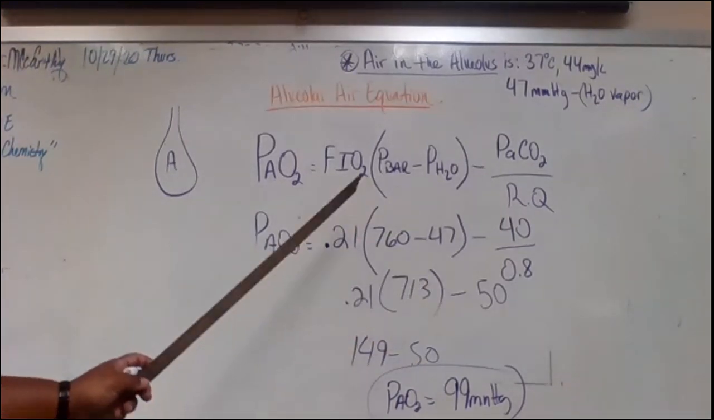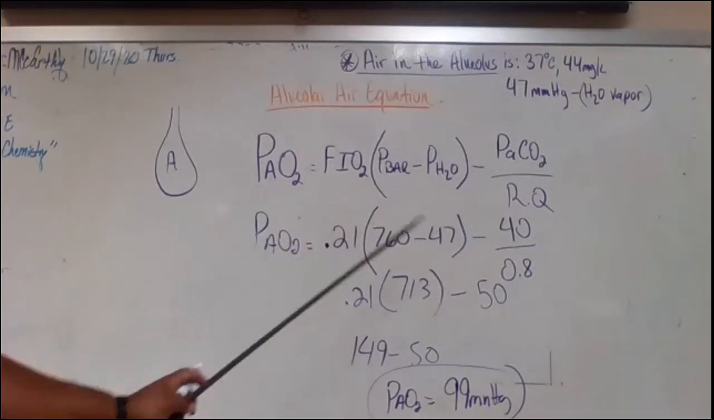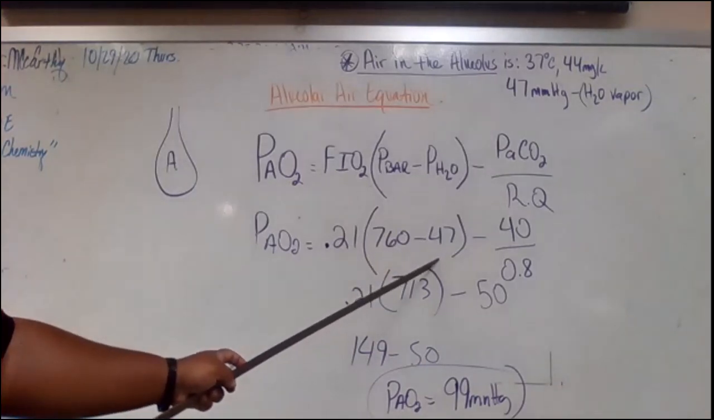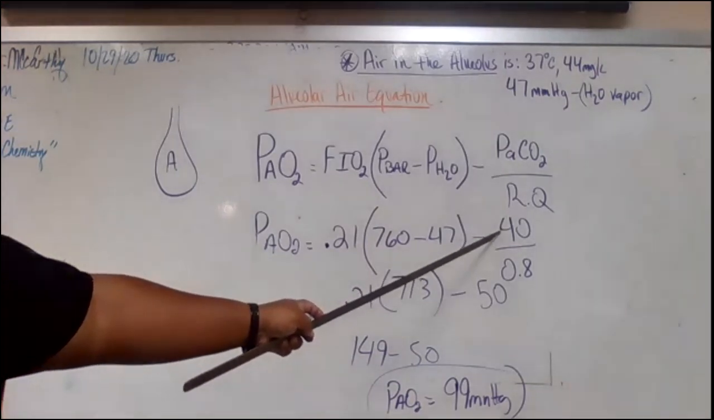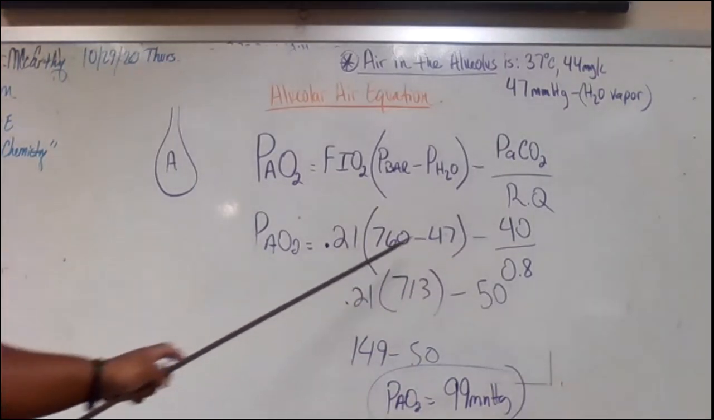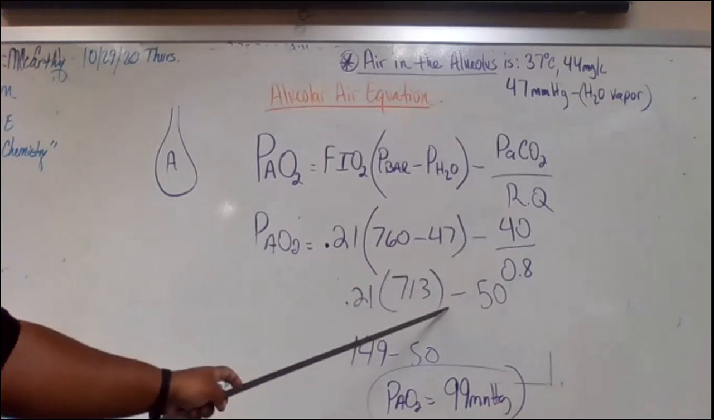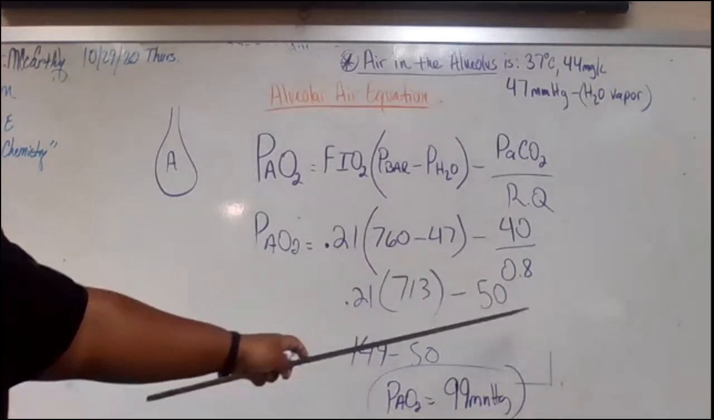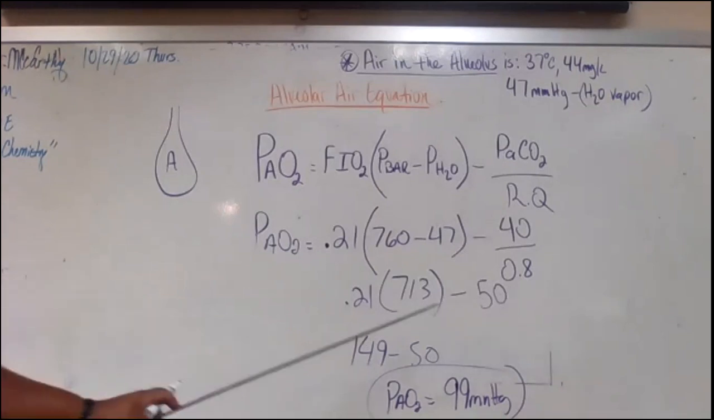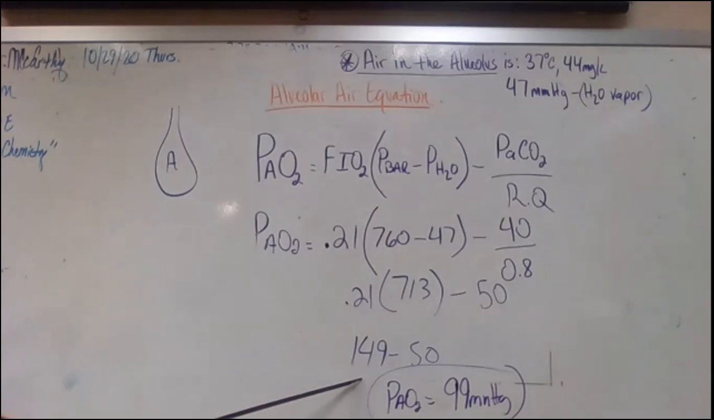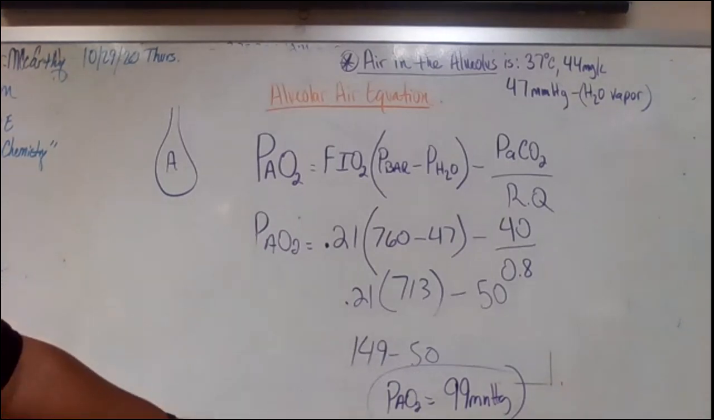Okay? So, Mr. Rivers, what we did, we just filled in what we got. 0.21, 760 for P bar, minus 47, minus 40 divided by 0.8. So we came down here. You got to do what's in parentheses first. 760 minus 47 is 713, right? Minus, now 40 divided by 0.8 is 50, okay? So then we bring down 0.21 times 713 is 149, minus 50 is 99 millimeters of mercury, okay?